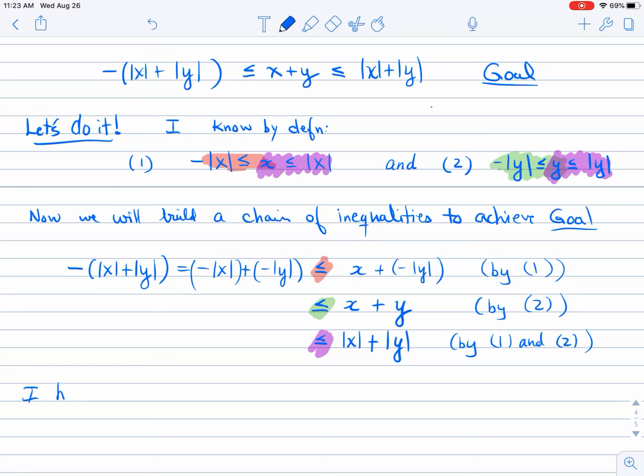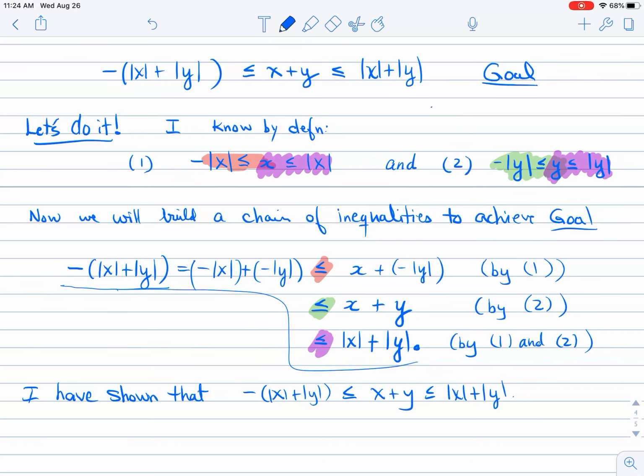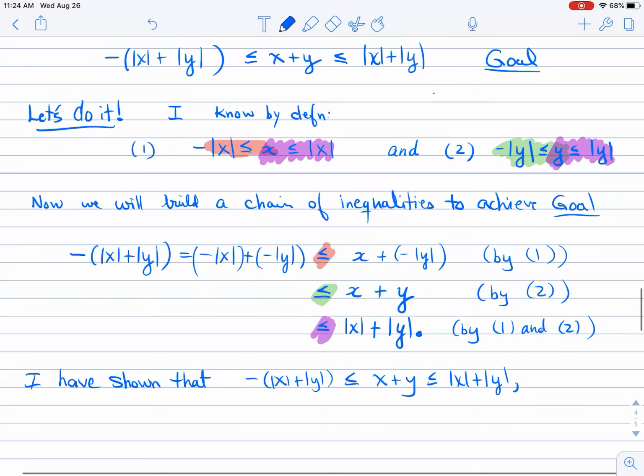And so I have shown that negative absolute value of x plus absolute value of y is less than x plus y, which is less than absolute value of x plus absolute value of y. And that, again, follows from this long chain of inequalities here. So this whole thing is building to that. And that's it, which was my goal.